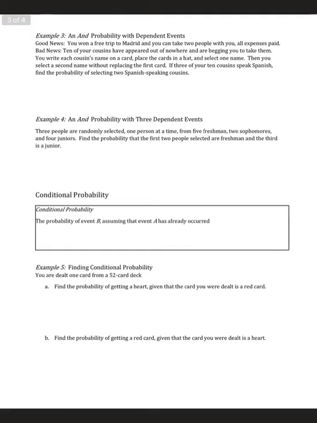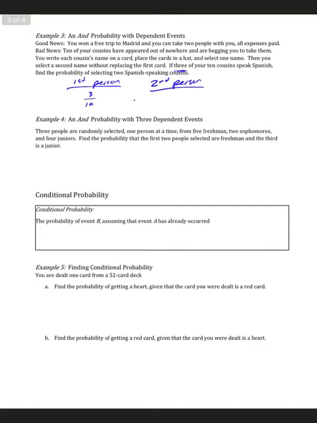Let's see, if 3 of your 10 cousins speak Spanish, find the probability of selecting 2 Spanish-speaking cousins. So we know we're picking 2 people here. We need to find the first person that we're picking and then the second person. Now, it's also telling us that we want to choose Spanish-speaking cousins, and it tells us that 3 of our 10 speak Spanish. So the probability of picking a Spanish-speaking cousin would be 3 out of 10.